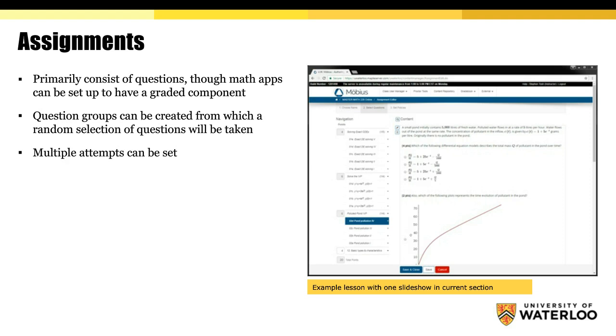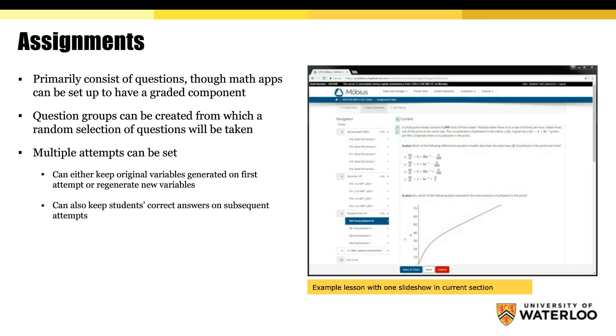Assignments can also be set to allow multiple attempts by students. So on an additional attempt, options can even be set which will keep the variation that they got on the first time they went through, or you could even keep correct answers from previous attempts so that they can work through the questions that they got wrong and continue trying the assignment that way.